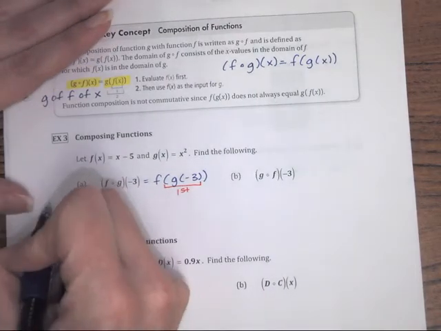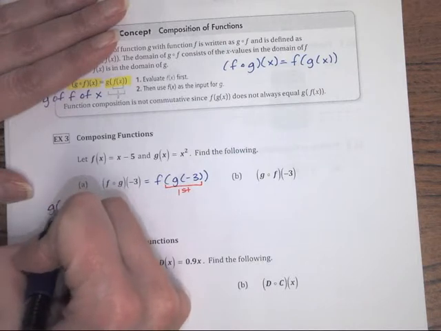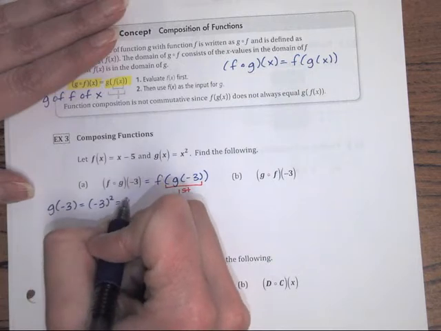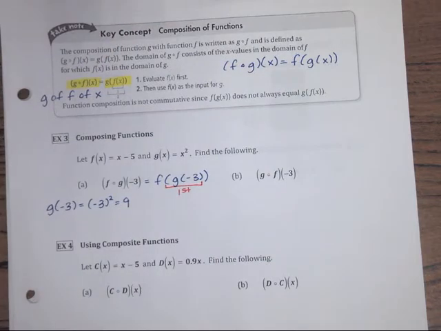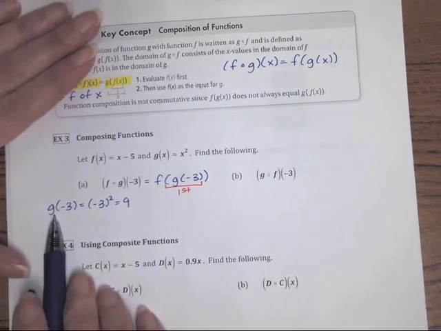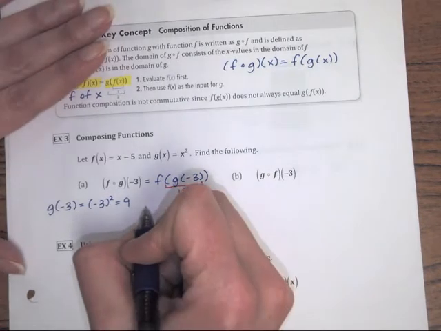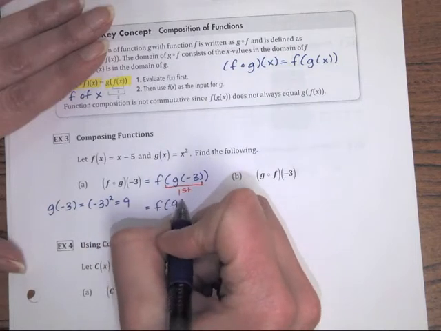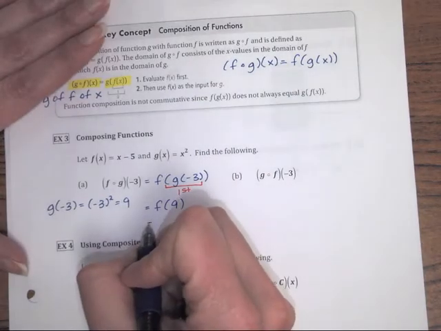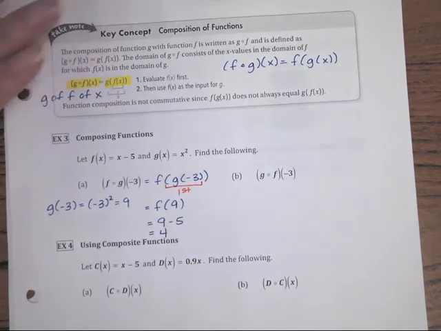So I'm going to go over here on the side. You know how to do this part, right? g of negative 3 means negative 3 squared, which is 9. So far, so good? Haven't lost you yet? So I found out that g of negative 3 equals 9, so I'm going to replace g of negative 3 with 9. So this equals f of 9. Now I go to my f function, which equals 9 minus 5, which equals 4.